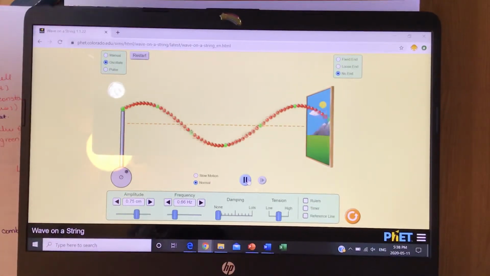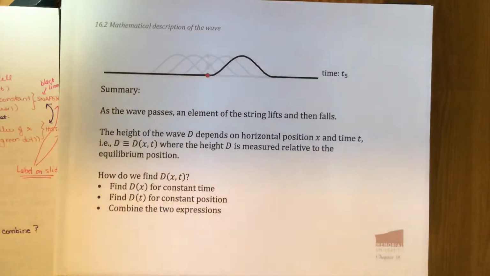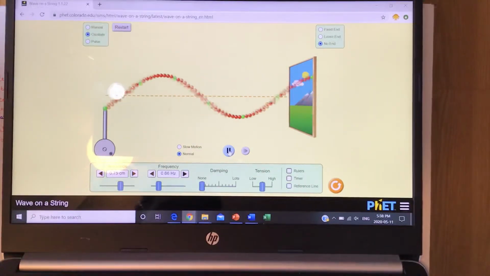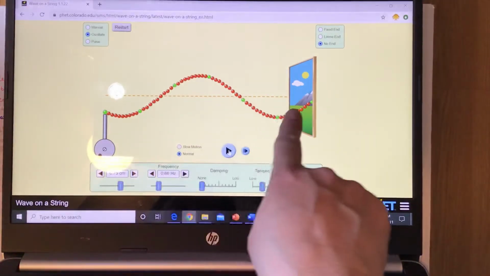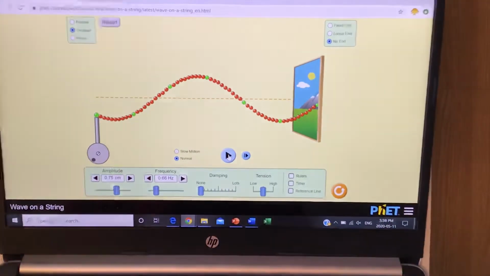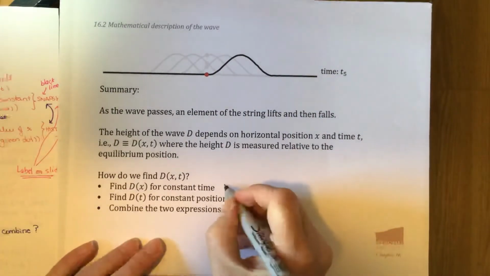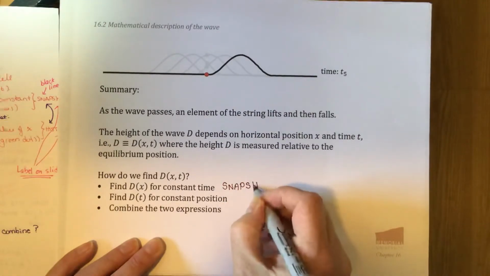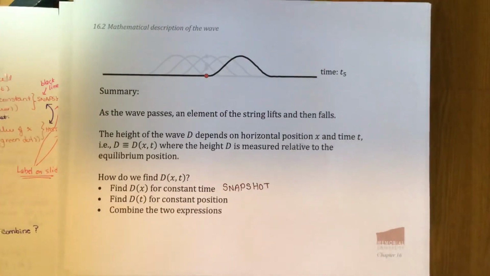So if we ask what happens, whoops, there goes my slide. So how do we find d of x for constant time? What that means is that we pick one single time, so we hit pause, and we ask what is the height of the string as a function of x. So that's what that means. That graph is called a snapshot graph. So it's what does it do as a function of position for one single time.